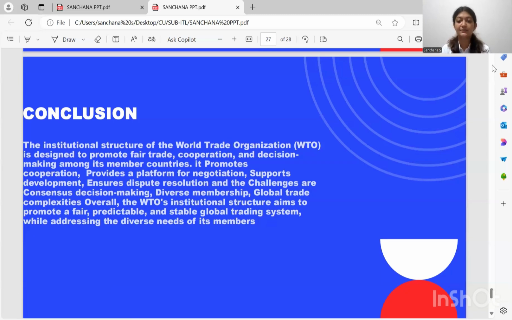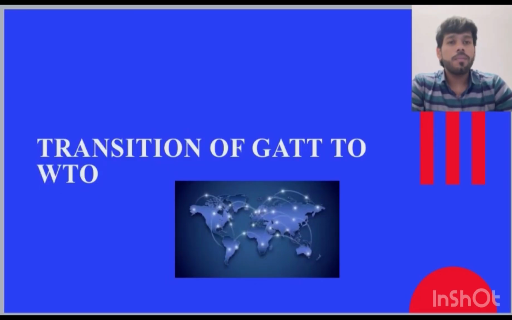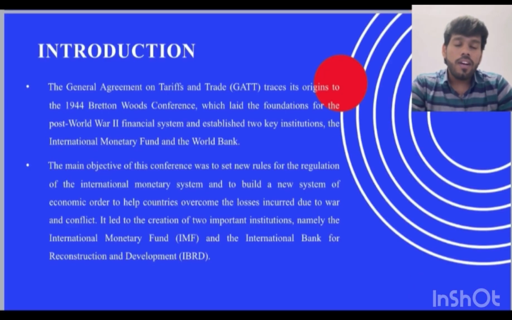Moving on to Sailesh. My topic is the transition of GATT to WTO. GATT stands for General Agreement on Tariffs and Trade, and WTO refers to the World Trade Organization. GATT traces its origin to the 1944 Bretton Woods Conference, which laid the foundation for the post-World War II financial system and established two key institutions, namely the International Monetary Fund and the World Bank.